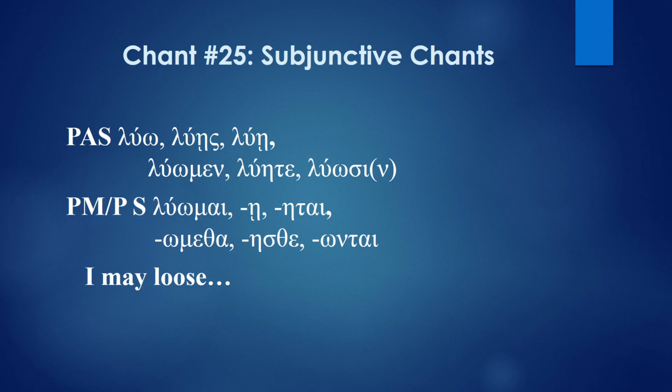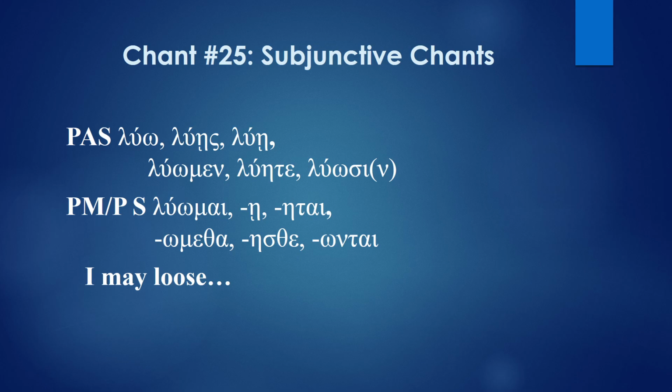Luomai, first person singular, I may be loosed. Then just the ending for the second person singular, a, which is you may be loosed. Third person singular, atai, he, she, it may be loosed. First person plural, ometha, we may be loosed. Second person plural, aisthe, you or you all may be loosed. Ontai, third person plural, they may be loosed. And now the chant for the present active subjunctive and the present middle passive subjunctive.